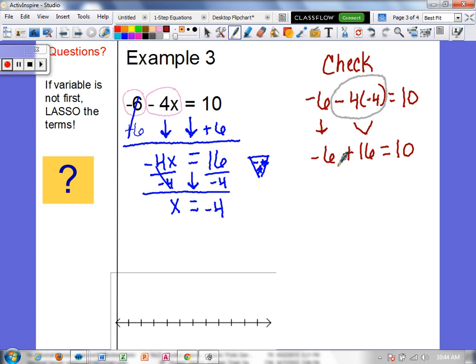And -6 plus 16 is a negative plus a positive. So when we're adding different signs, we're going to subtract them. 16 minus 6 is 10. The sign of the higher number would be positive. So I have a positive 10 on the left, and that does equal the right. Now, I want to show you guys something else, just in case this seemed a little confusing.